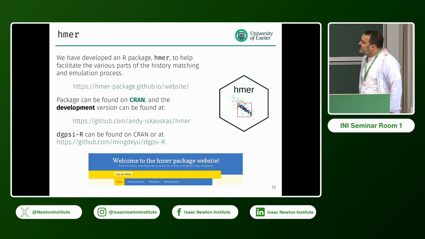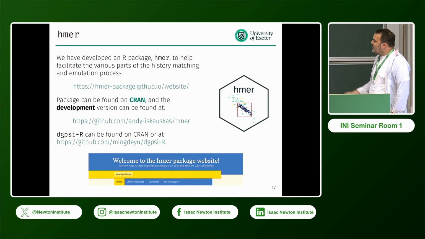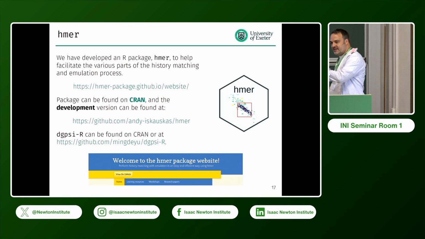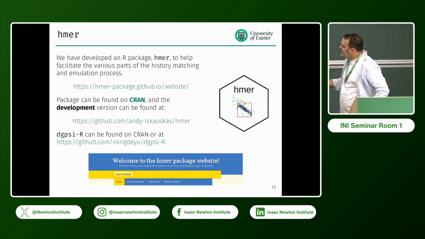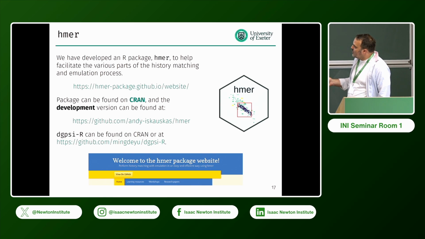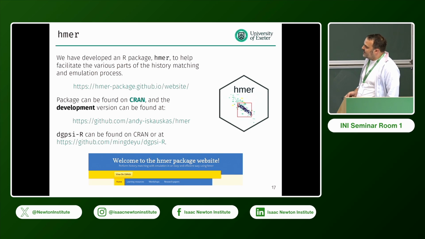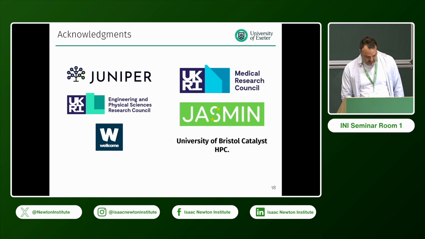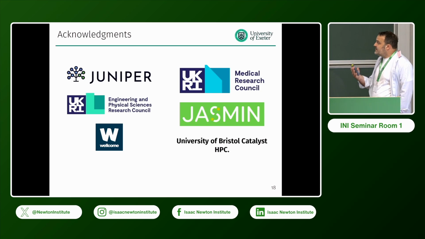If any of you are interested in emulation or reading a bit more about it, we have a package, hmer, an R package, that does this. It doesn't do this likelihood-based emulation, but it does more traditional approaches. And if anyone's interested in deep Gaussian processes, Deyu Ming has this lovely dgpsi package, which is available for R and Python. So thank you very much for listening.